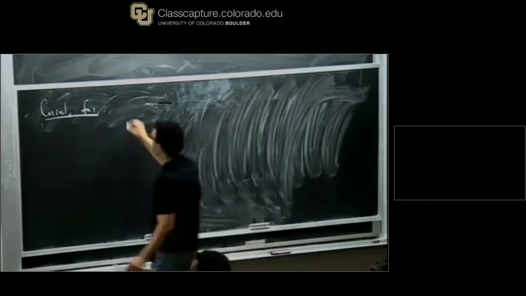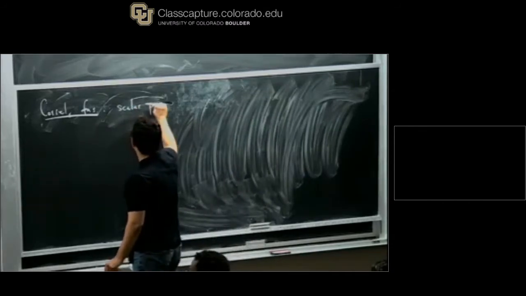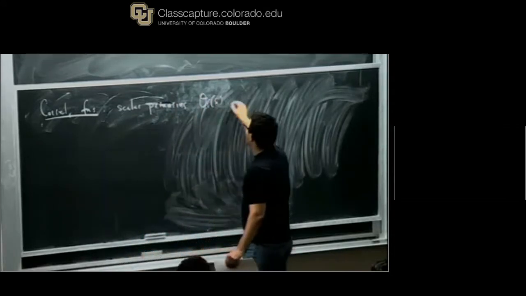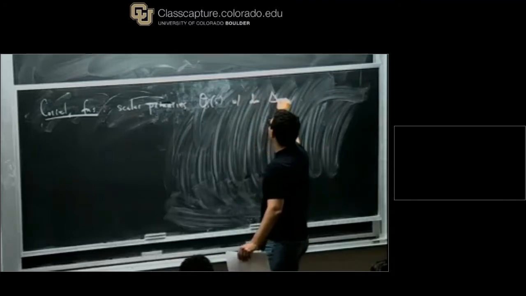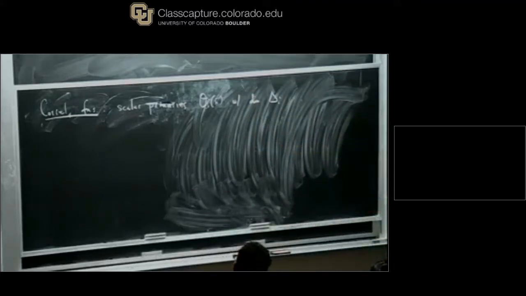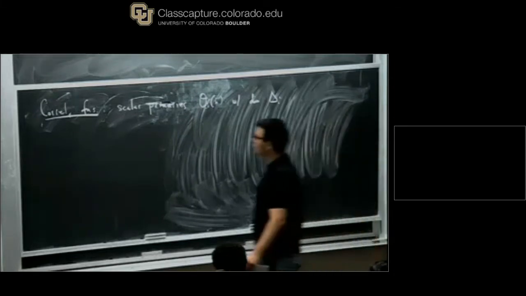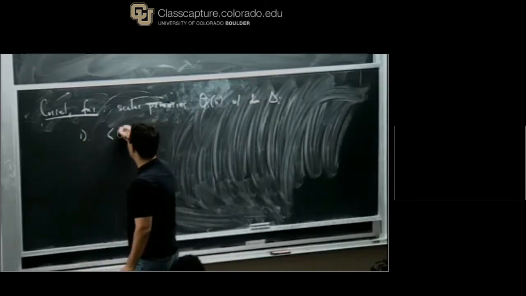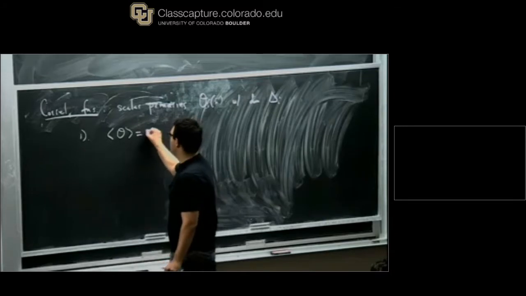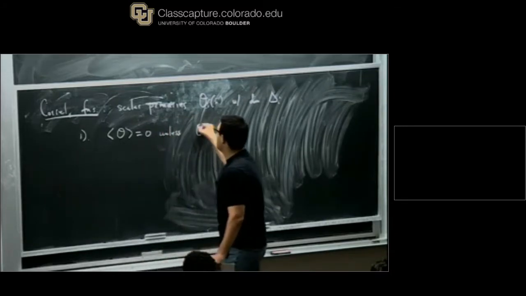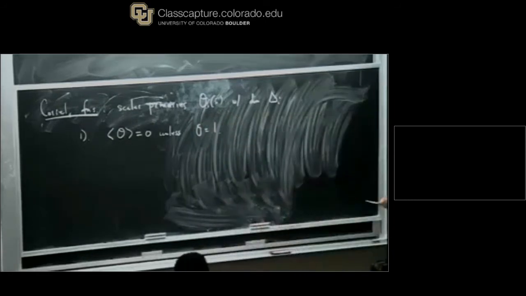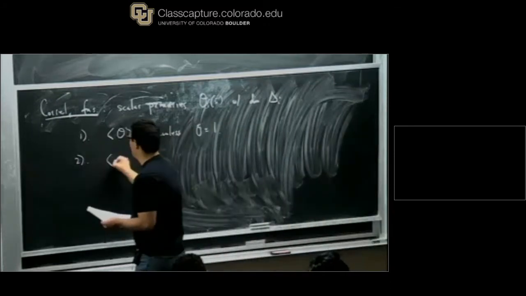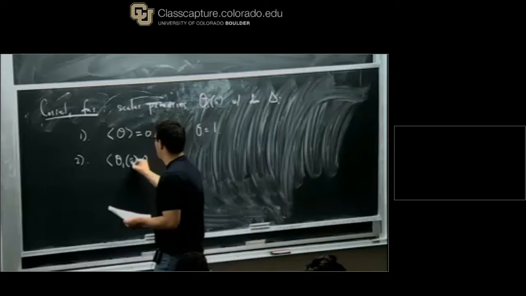So let's just talk about correlation functions of scalar primaries. Let's say O_I with dimension Δ_I. The simplest thing is one-point functions. The one-point function of an operator O is 0 unless O is the identity operator. Two-point functions, O1 at x1, O2 at x2.